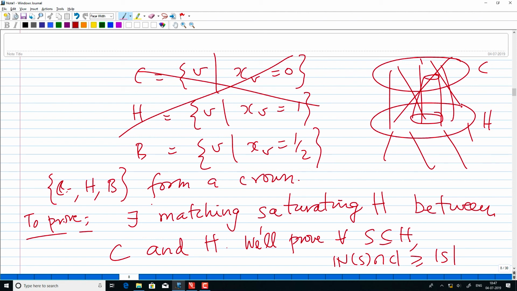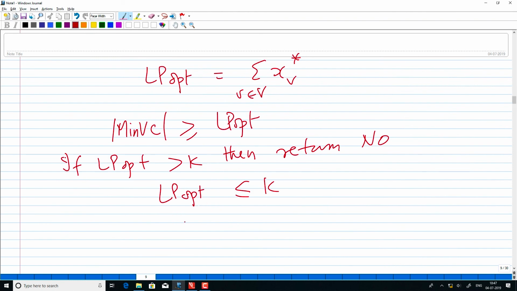Right? Because what is left is only B. I argued that this is a crown. So you can get rid of H, you can get rid of C. And what is left is whatever the LP has put half. And now you have to go into that graph and recurse and check. But the number of vertices in B is at most 2k, which implies the cardinality of B is at most 2k.